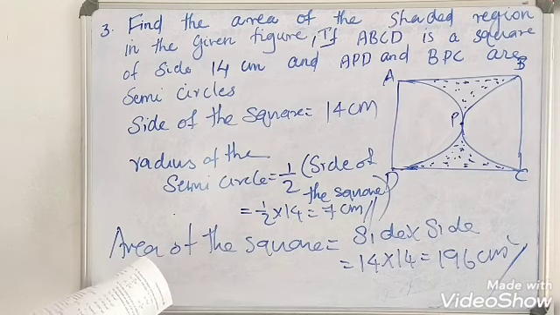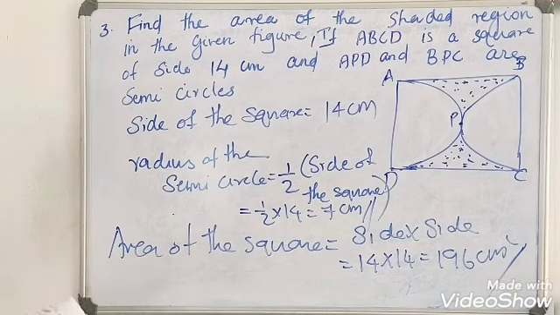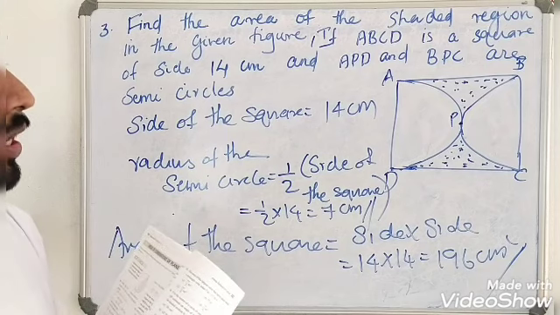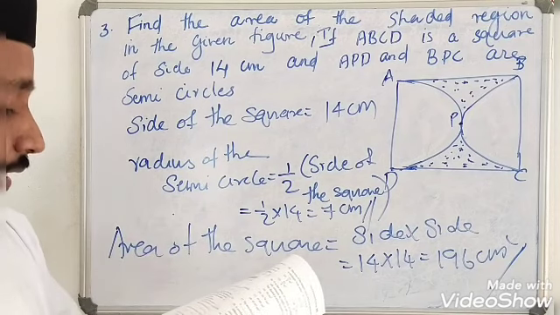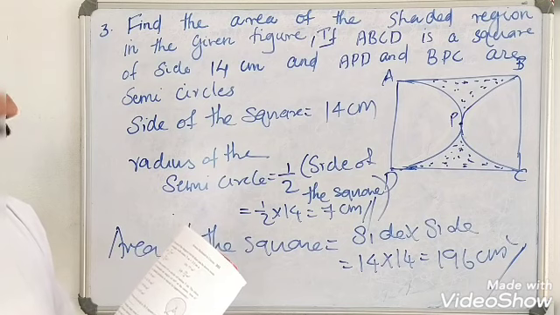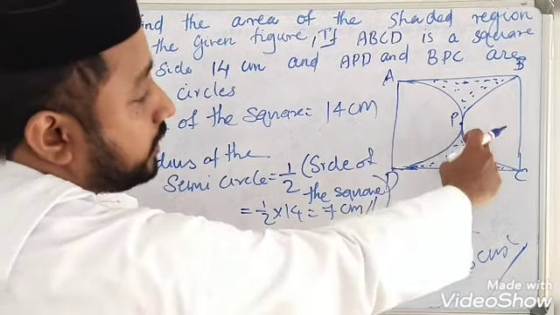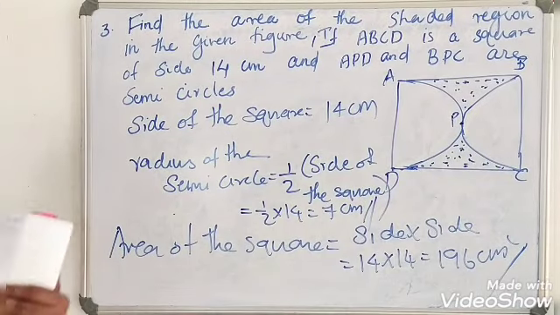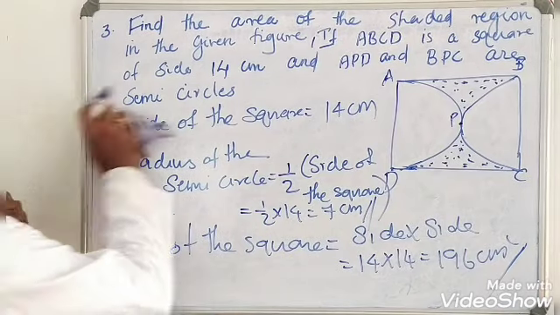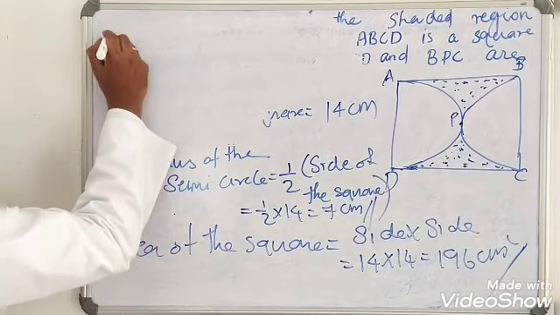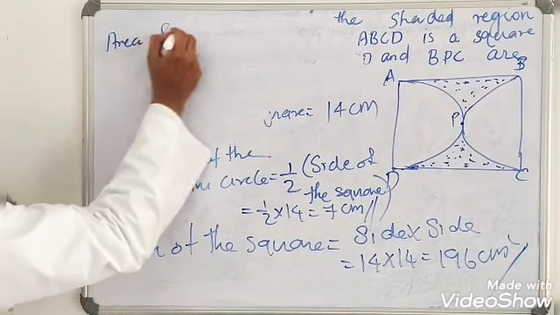We have two semicircles. The area of a semicircle is half pi r square. Here there are two semicircles, so half pi r square plus half pi r square, that is pi r square. The area of one semicircle is half pi r square. So let us find the area of the semicircle.